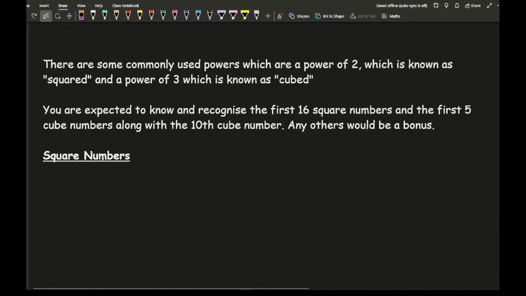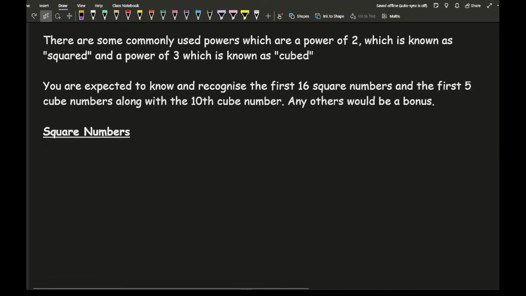Now there are commonly used powers, which are powers of 2, known as squared numbers, and powers of 3, which is known as cubed. Anything beyond those numbers does have an actual name, but you can just say to the power of 4, power of 5, power of 16, power of -2, whatever number. But if it's to the power of 2 or power of 3, we usually call it squared or cubed. Now you are expected to recognize the first 16 square numbers and the first 5 cube numbers, along with the 10th cube number. Any others would be a bonus.